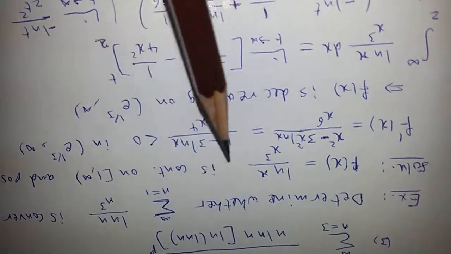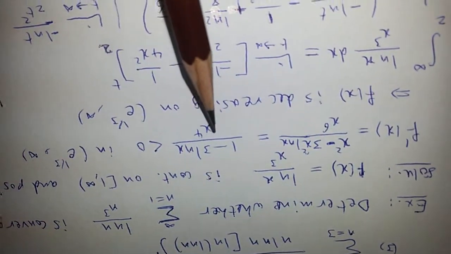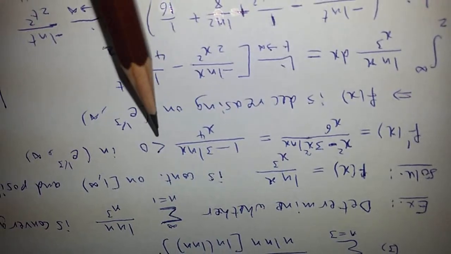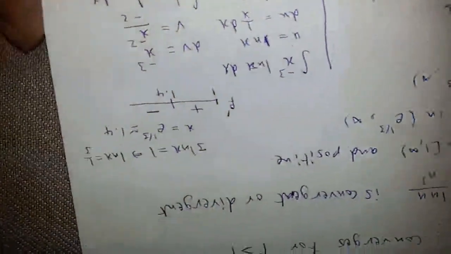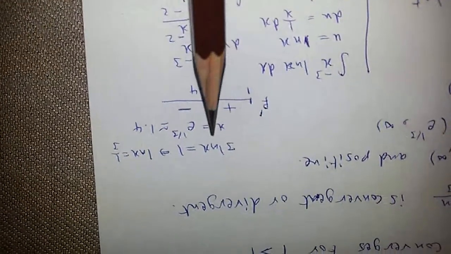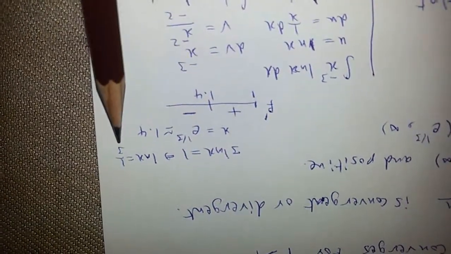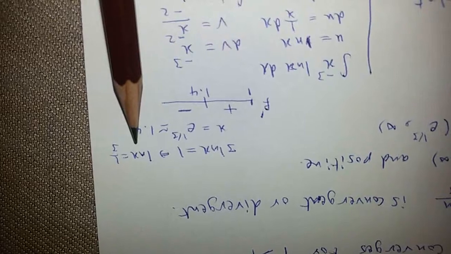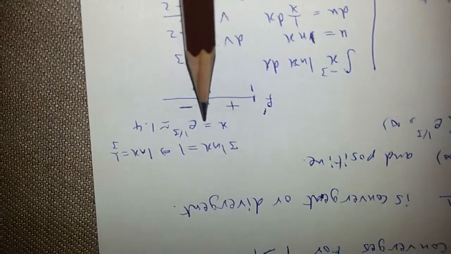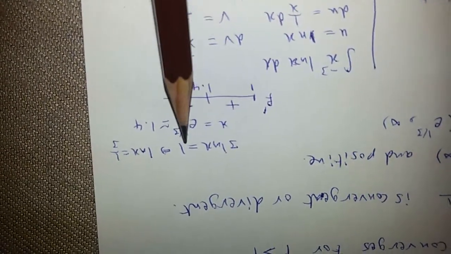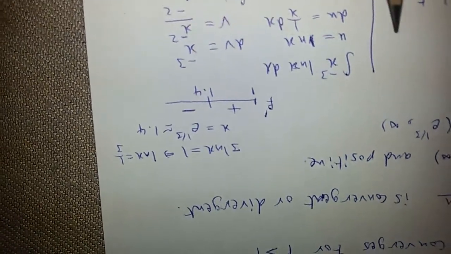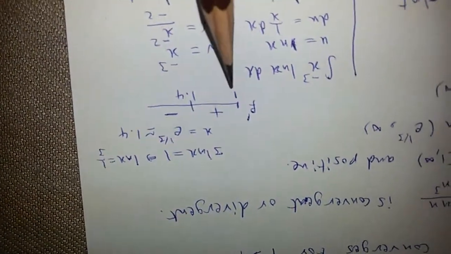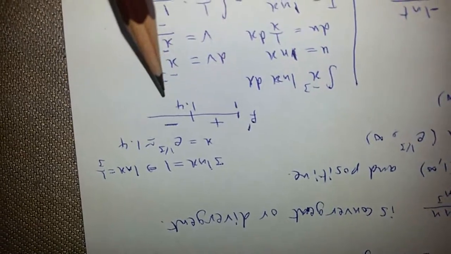Now find the zeros of this to discover where it's less than 0 and greater than 0. If you find the zero of the numerator, 1 minus 3 ln x equals 0, take 1 to the other side, divide by 3, raise to the base e. So in fact, x equals e to the power 1 over 3 is the zero of the numerator. The zero of the denominator is 0, so it's not important because we'd like to see from 1 to infinity.